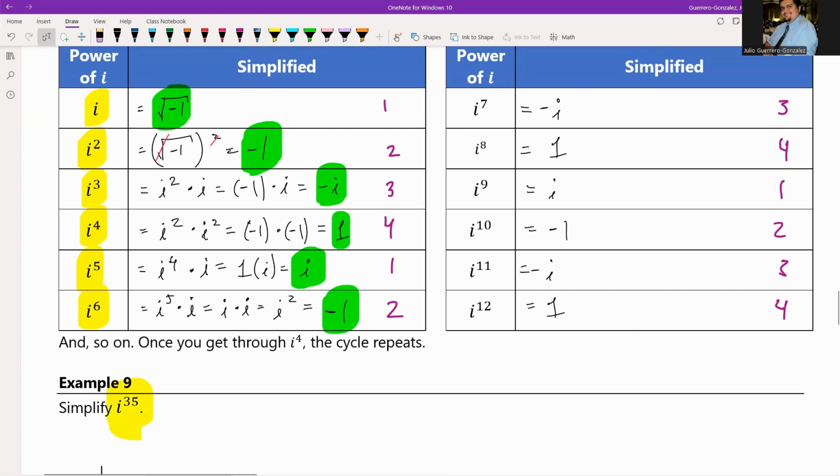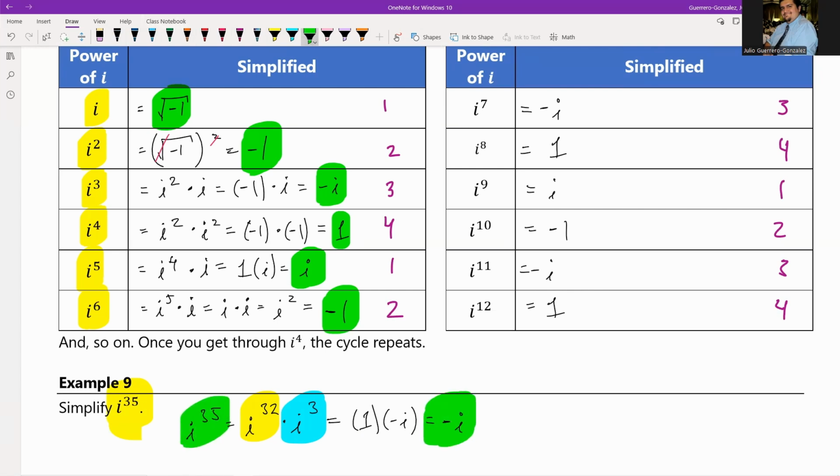Suppose I had i to the 35th. The idea here is you want to find the remainder when you grab that power and divide it by 4. So i to the 35th is the same thing as i to the 32nd times i cubed. When you do this, the i to the 32nd, we know what that is because that's one of the powers of 4, so that's going to be 1. And i cubed, we know that answer from our table. That's negative i. So i to the 35th is equal to negative i. No need to actually go out and compute it all. You just find that remainder when you divide the exponent by 4.